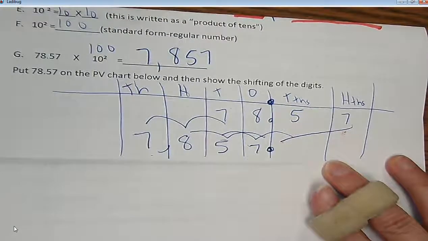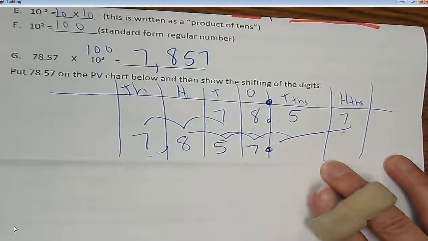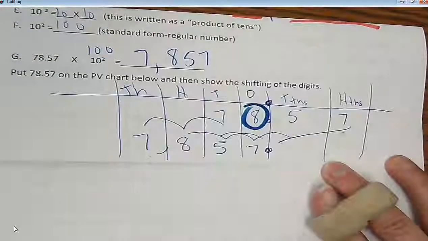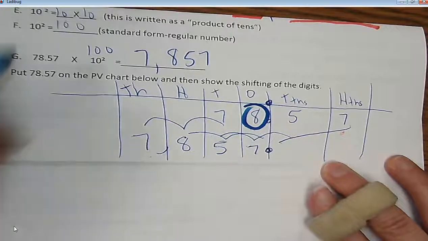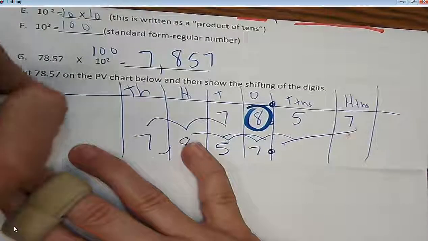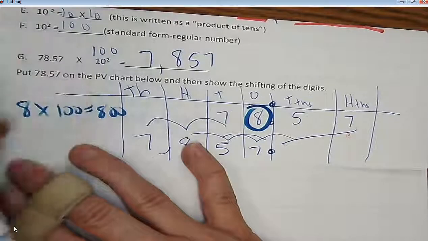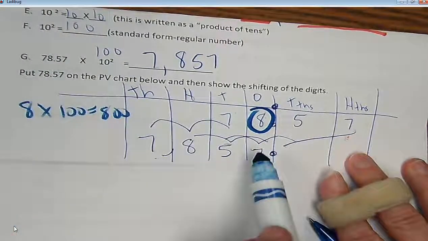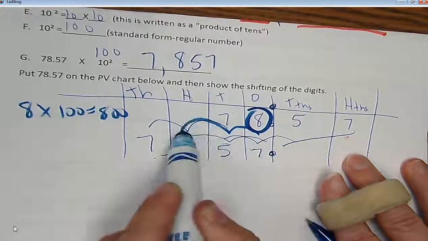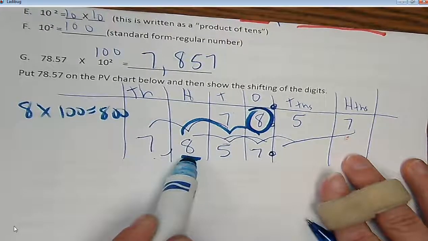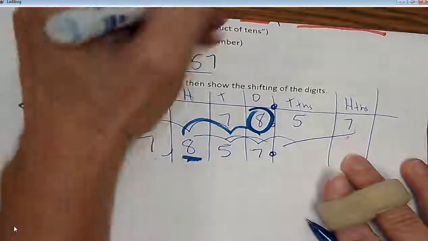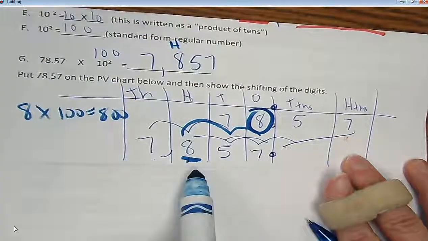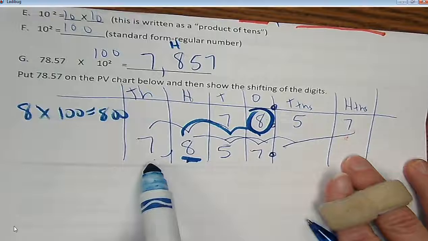All right, let's think about if it makes sense. Find the ones. We started with 8 ones and we had to do times 100. 8 times 100 is 800, right? So if I do 8 times 100, where did the 8 end up? In the hundreds. So always check with your ones. The 7's on the left in the thousands.